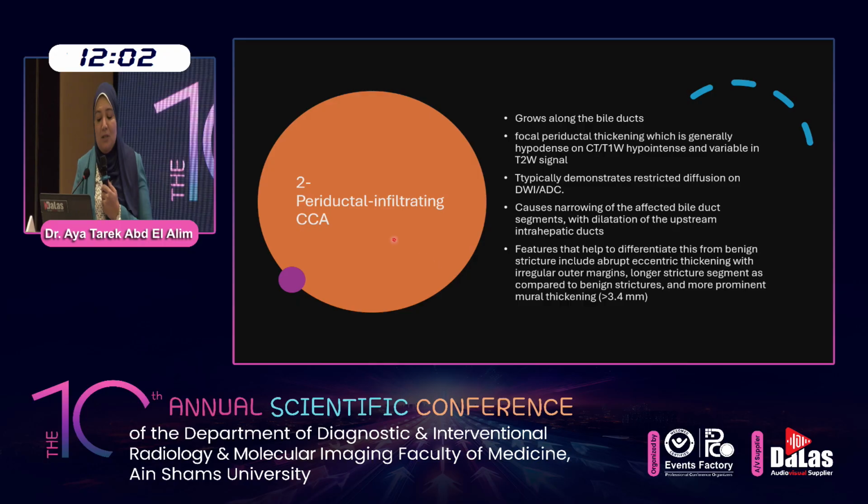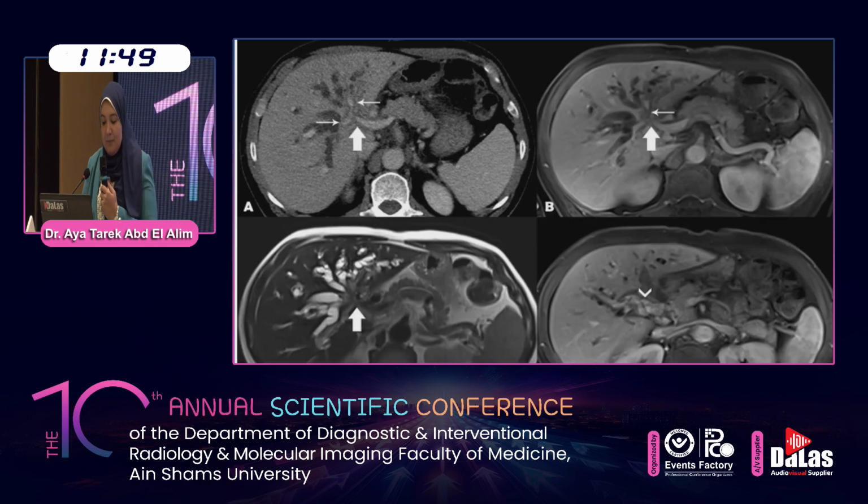The second form is periductal infiltrating, which grows along the duct. It leads to duct narrowing and abrupt termination, a long segment, and the thickness will be more than 3.4 millimeter. As we said, this is the form we see most in our radiology. This is soft tissue thickening at the hilum with hypoenhancement, upstream dilatation, and as we see the cavernous transformation in the portal vein because of the mass effect on the portal vein.